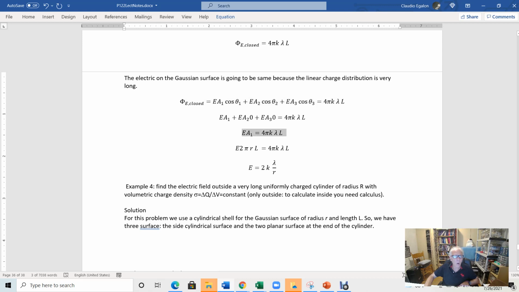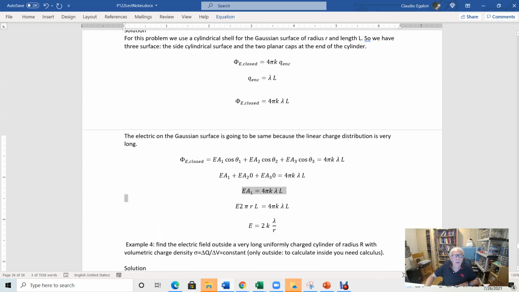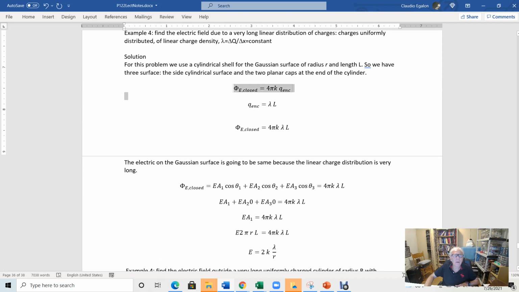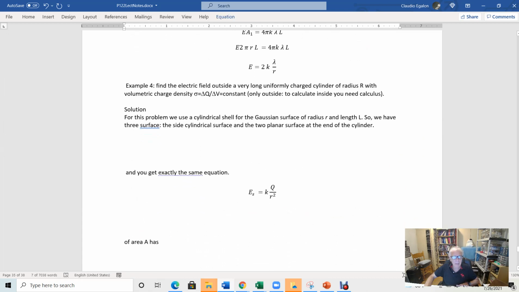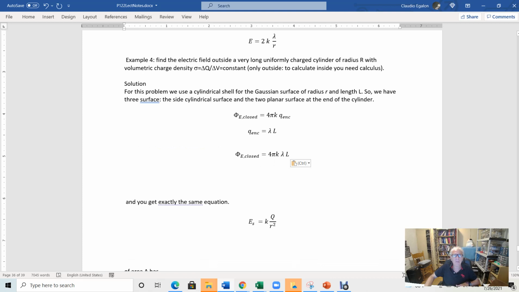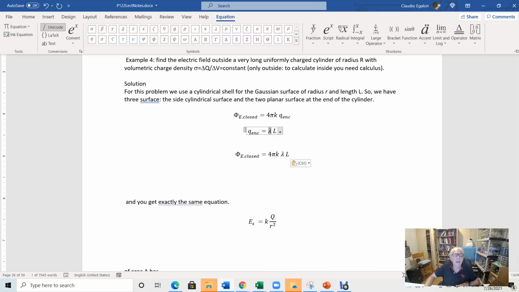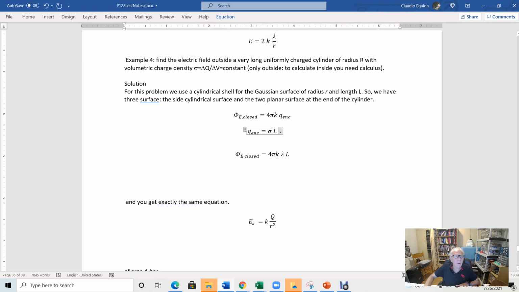First, let's do the Q enclosed. The Q enclosed is slightly different because now we have a 3-dimensional volume. Let's find the Q enclosed first. Q enclosed in this case is going to be my sigma, no, not sigma, sorry, it's rho. We usually call that rho.